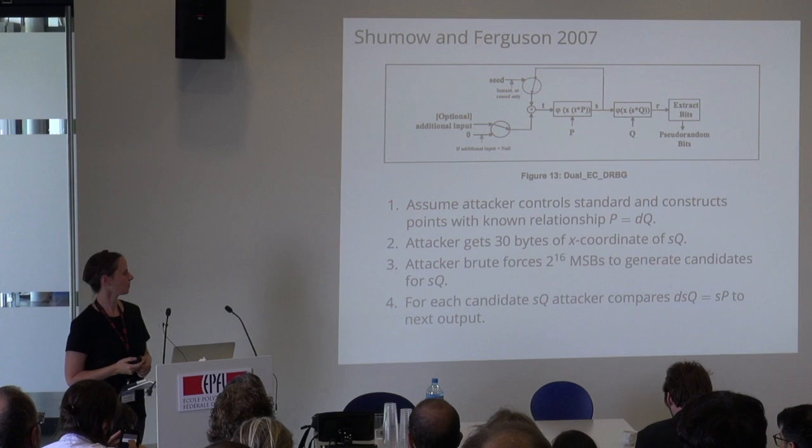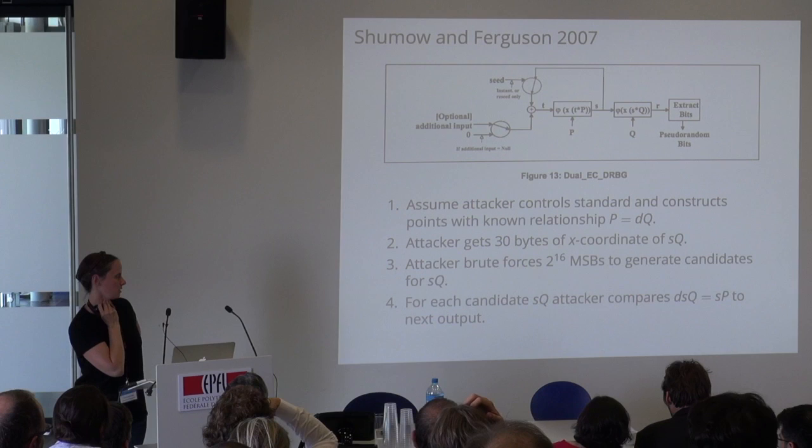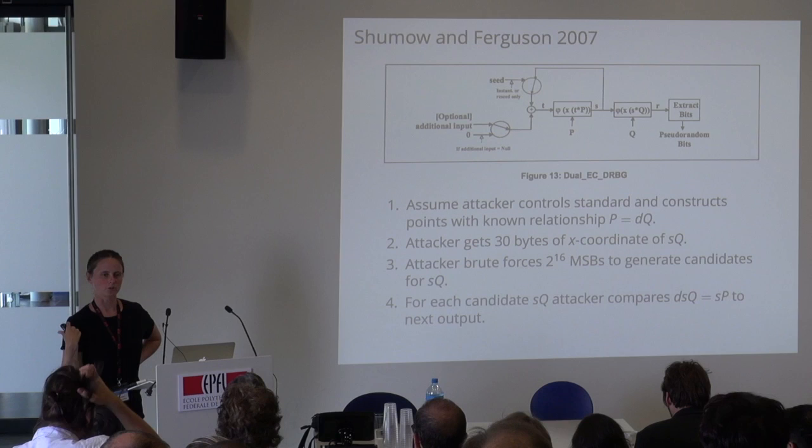Okay, so that's the very quick version of this backdoor. This relies on the attacker knowing this relationship. This is easy to compute if the attacker knows the relationship, and it is infeasible if you don't know the relationship, because the elliptic curve discrete log problem should be hard.